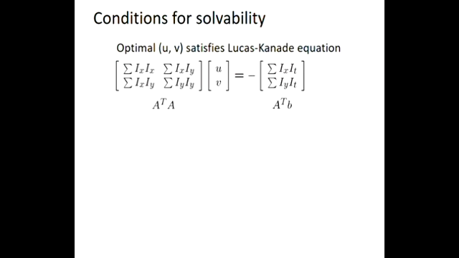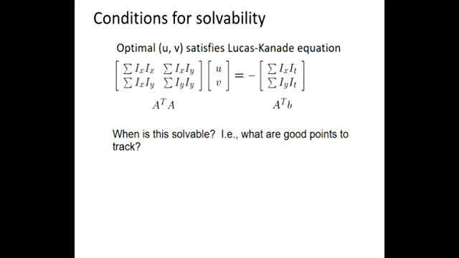So when can we actually solve for this? What do we need in order to solve for u and v now? We need some condition to be able to solve this equation. Right, so we definitely need A transpose A to be invertible. So we need to know when we can solve this to know if we can likely track a point. If it's not invertible, then we'll have an ill-defined solution.